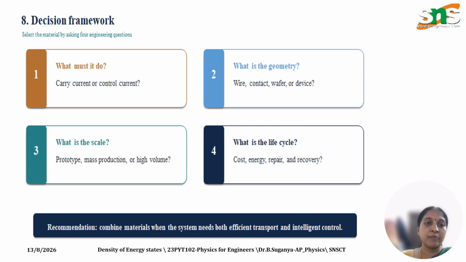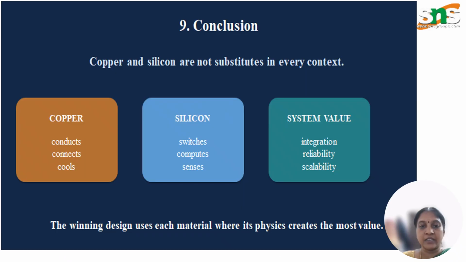Decision framework. What must it do? Carry current or control current. What is the geometry? Wire, contact wires, wafers, or devices. What is the scale? Prototype, mass production, or high volume. What is the life cycle? Cost, energy, repair, and recovery. So finally, what is the real life application where it is used, that and all we have a small idea about.